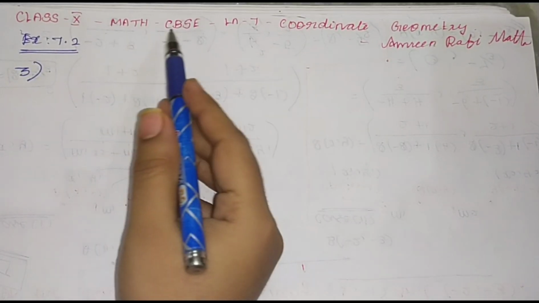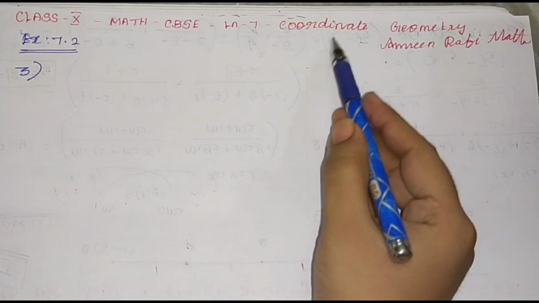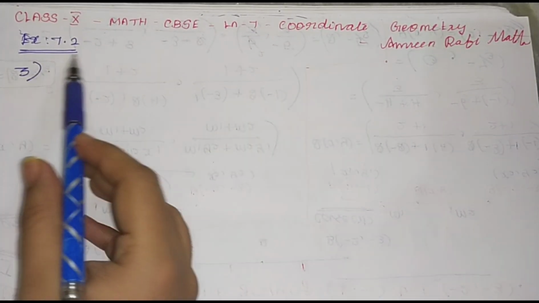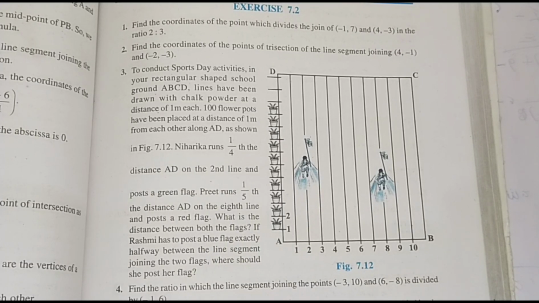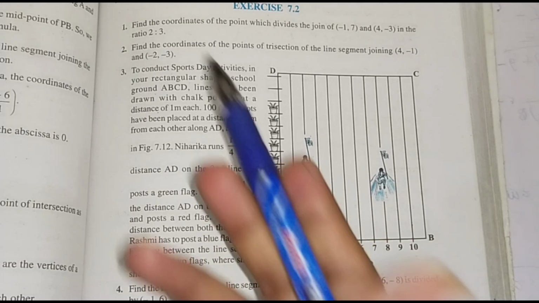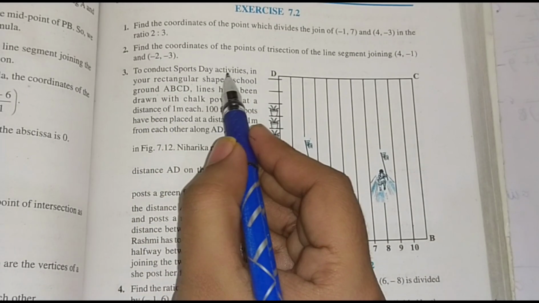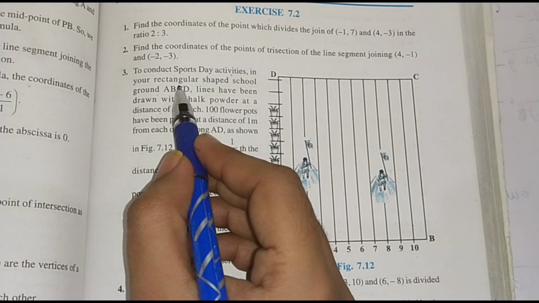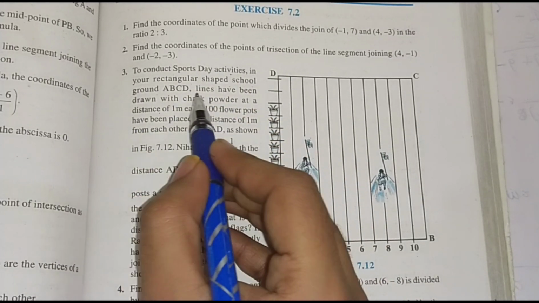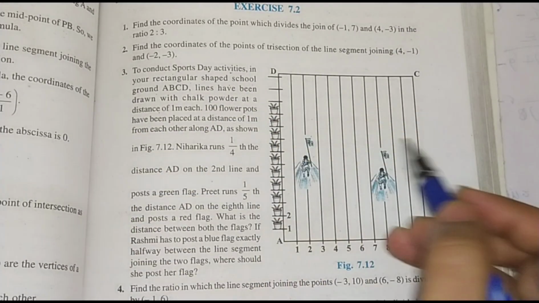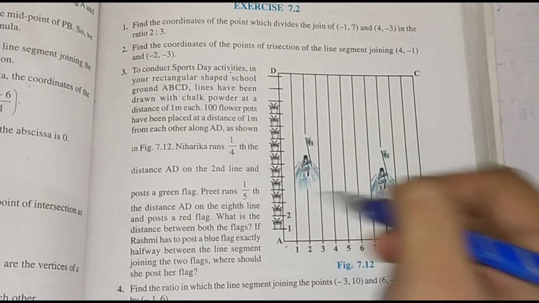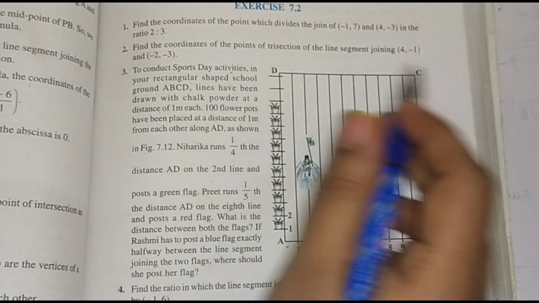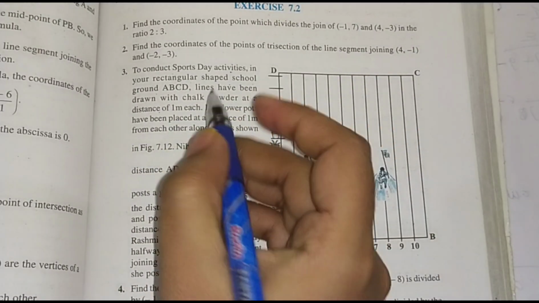Class 10 Maths CBSE, Lesson 7 Coordinate Geometry, Exercise 7.2, third sum. To conduct sports day activities in your rectangle shaped school ground ABCD, a graph is given here. We can consider ABCD as a rectangle-shaped place where they are conducting sports day activities.